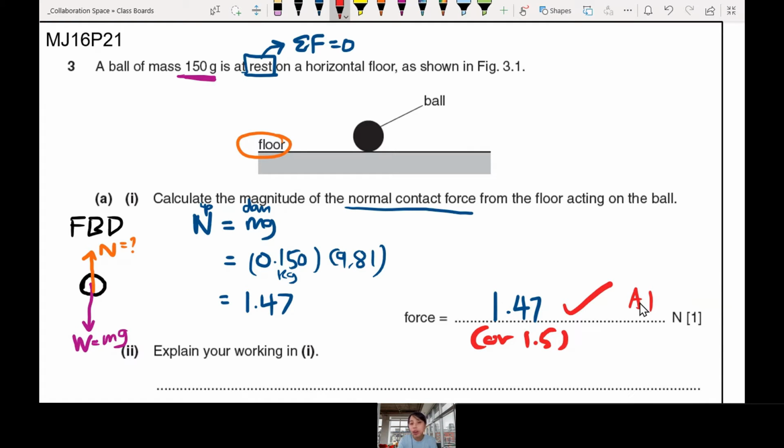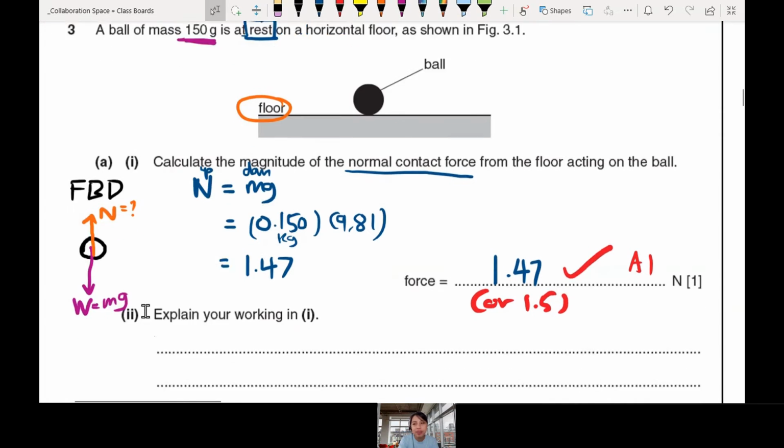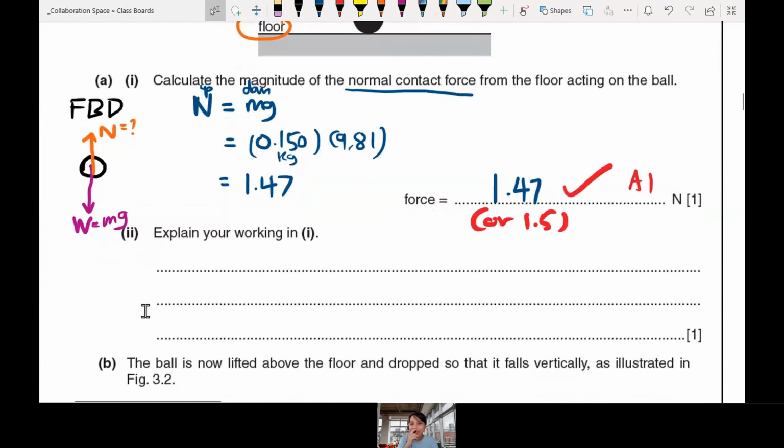Okay, so remember, object is just chilling means no resultant force. You just chill there, so all the forces must cancel out and equal to each other. Okay, so now we have got the working. They ask us to explain why did we equate N equals mg? How to explain? Well, we can say this.